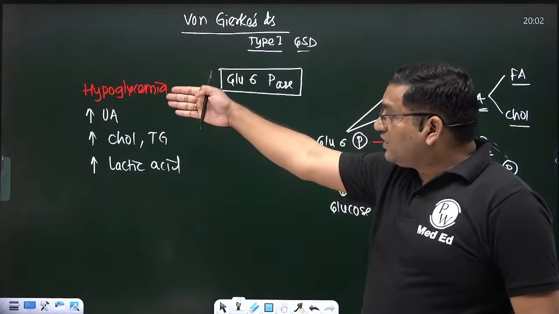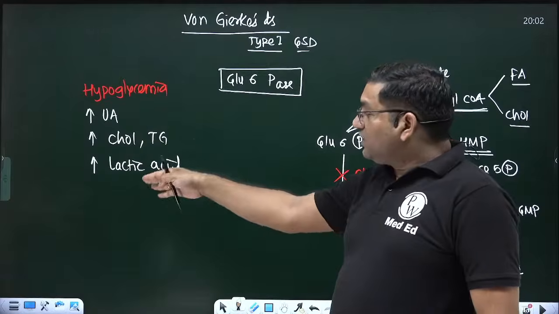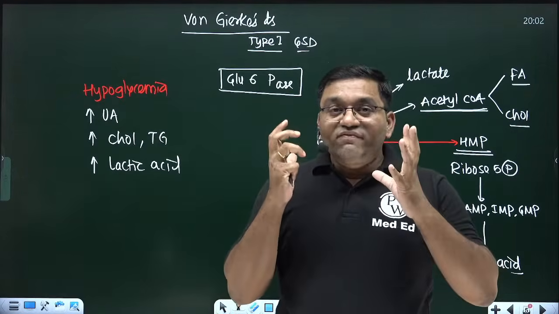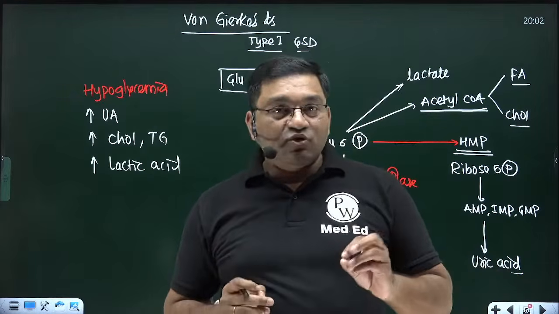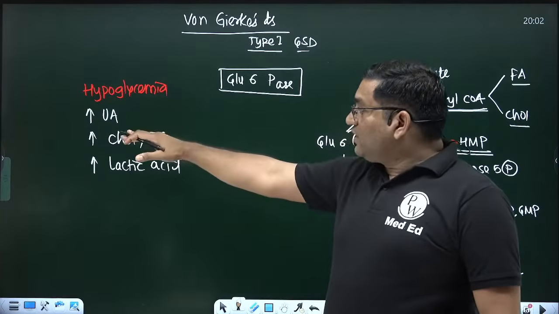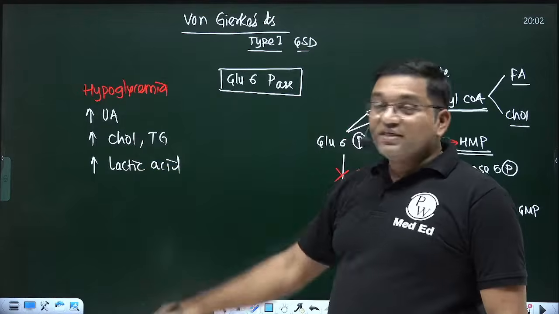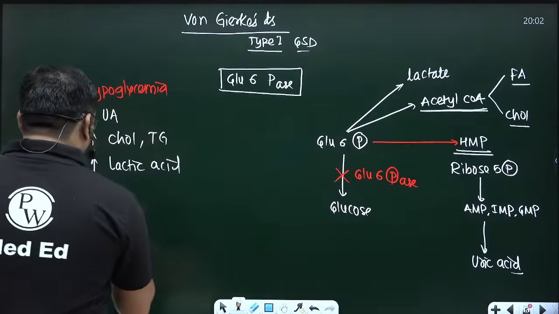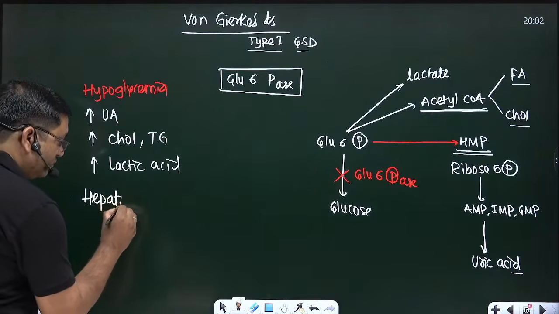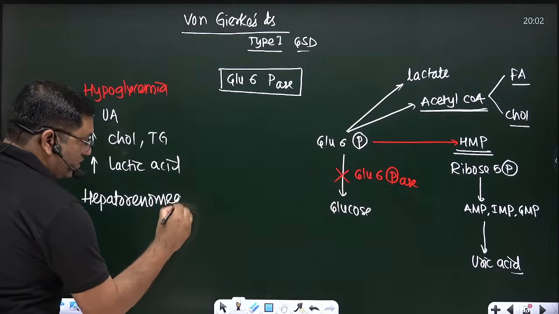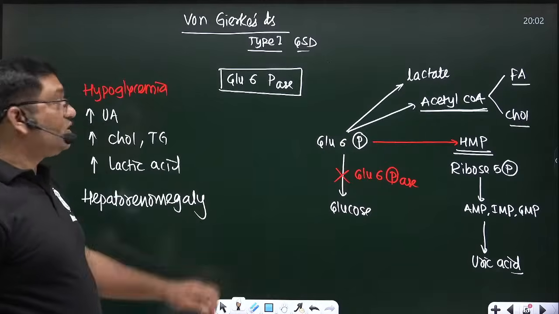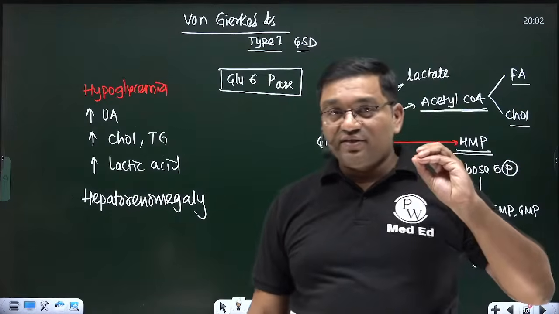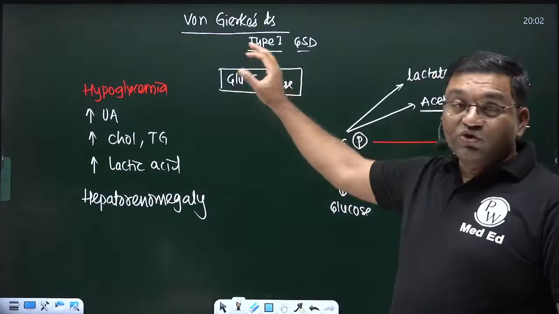So hypoglycemia, increased uric acid level, increased cholesterol and TG, increased lactic acid level in von Gierke's disease. So there is fatty cheeks, meaning doll-like faces, protuberant abdomen due to hepatomegaly, and the deficient enzyme is glucose 6 phosphatase. So here hepatomegaly and renomegaly occur. Spleen is not involved, muscles are not involved in von Gierke's disease. So this is glycogen storage disorder type 1, type 1A, von Gierke's disease.